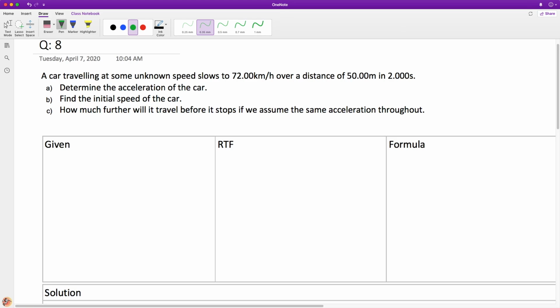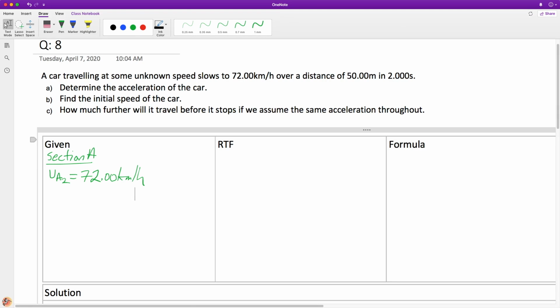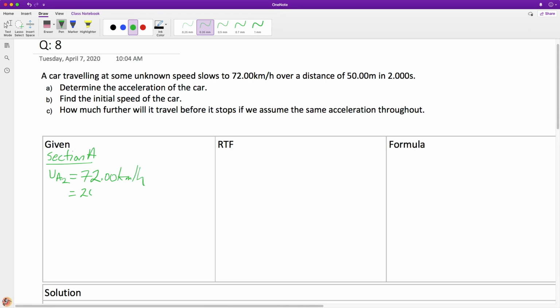So what I'm going to do is I'm going to use green for Section A, and I'm going to use blue for Section B. So what we have in Section A, we know the following things. We know that the VA2 is equal to 72 kilometers per hour. Now we need to convert that to meters per second, and that works out to 20 meters per second. The next thing that we know is the distance that we travel in Section A, technically it's a displacement because we're moving forward, but that's 50 meters. And we know the time for Section A is 2 seconds.